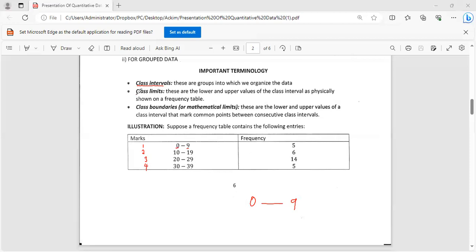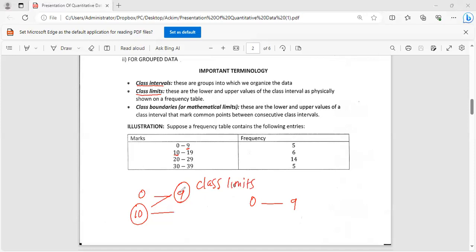Then we have what is known as the class limits. The class limits are the lower and upper values of the class interval as physically shown in the table. If the closing value here is 9 and the next group starts with 10, not starting with the exact figure, then this is what is known as a limit. So these are called class limits. The limit from 0 to 9: instead of starting with 9, it starts with 10. So if this number and that number are not the same, these are what is known as class limits.